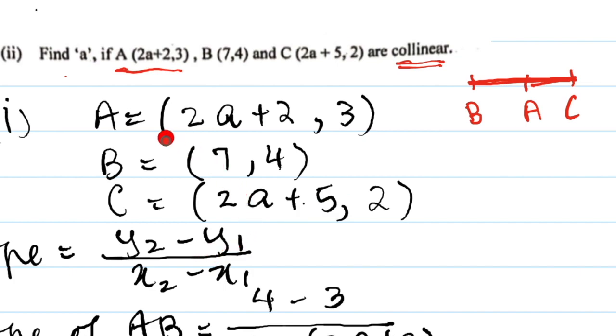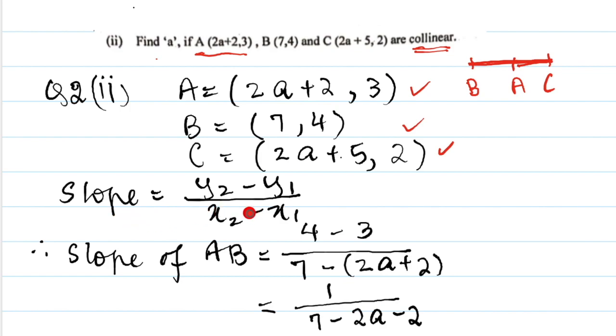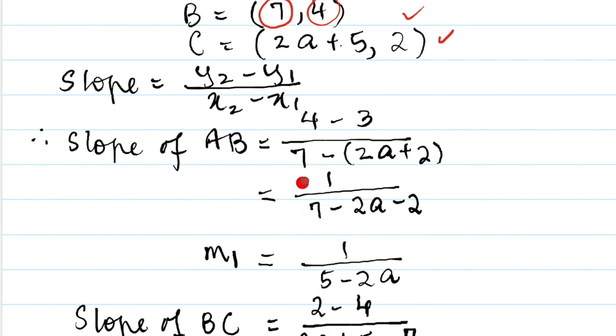And so we start with A, we write the coordinates like so, and we write the slope formula y2 minus y1 upon x2 minus x1. Slope of AB will be y2 minus y1, that is this, upon x2 minus x1, like this. Okay, open the bracket and then you will get, if you call this slope of AB as m1, then 4 minus 3, which is 1, and here 7 minus 2 is 5, 5 minus 2a is going to be our first slope.